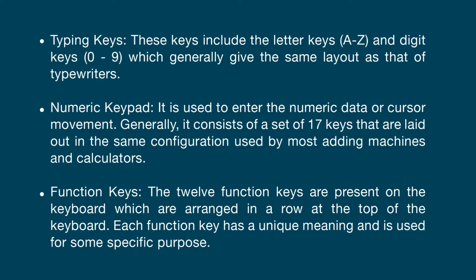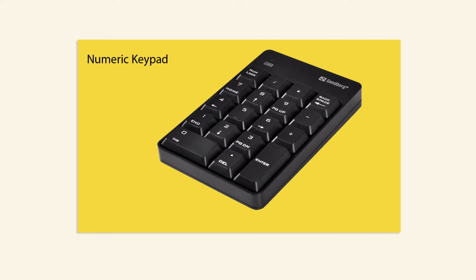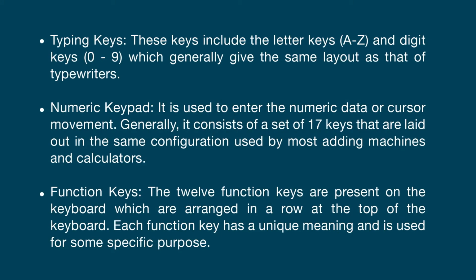The keys on the keyboard are as follows: typing keys. These keys include the letter keys from A to Z and digit keys from 0 to 9, which generally give the same layout as that of typewriters. Numeric keypad. It is used to enter numeric data or for cursor movement. Generally, it consists of a set of 17 keys that are laid out in the same configuration used by most adding machines and calculators.